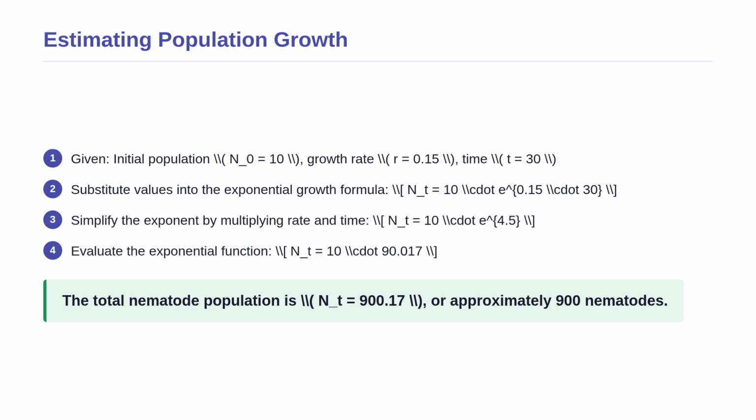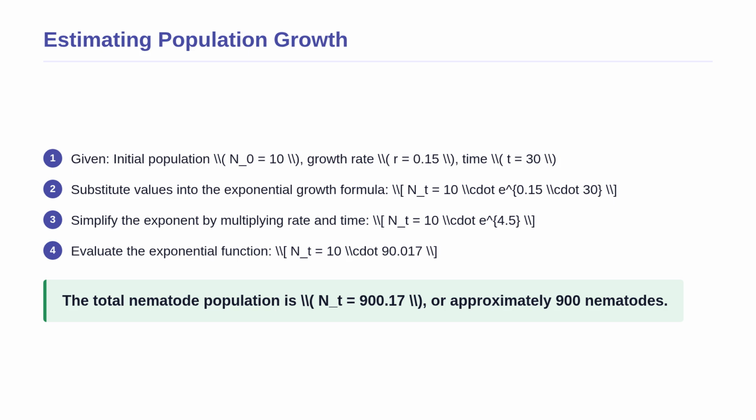Let us apply this growth formula to a real scenario. Suppose a root system initially contains just 10 adult females. Under ideal temperatures, the population grows with a continuous rate of 0.15 per day. We want to calculate the total population after 30 days. We start by substituting our given values into the equation. N sub 0 is 10, r is 0.15, and T is 30.